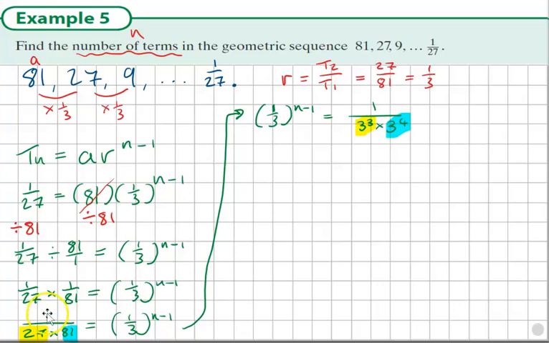So that can be rewritten as 1/27 times 81, again equal to a third to the power of n minus 1. So up here I've just put the term that has an n on the left-hand side, and I have the constant on the right-hand side, just because that's the way the book does it. So the 27 in the denominator can be rewritten as 3 to the power of 3, because 3 cubed is 27. And the 81 is rewritten as 3 to the power of 4.